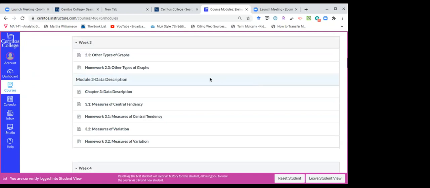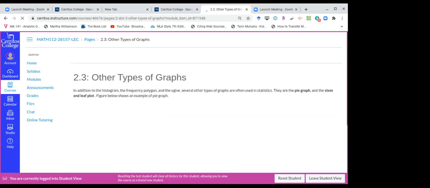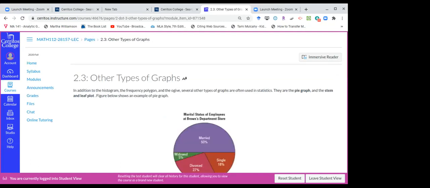So you're going to talk about pie charts. You're going to talk a little bit about Pareto charts and bar graphs and the pie graph and the stem and leaf chart. This follows up on the graphing that you did in 2.2, which may or may not be done as you are hearing this: the histogram, the frequency polygon, and the ogive.